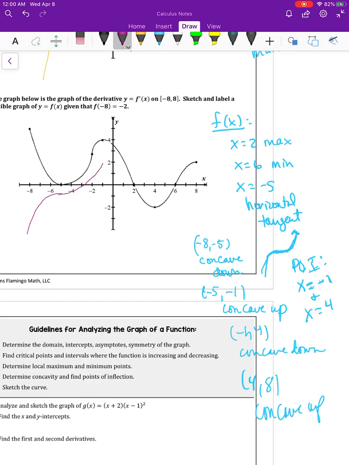Then it should go up. We're going to have a point of inflection here. So about right there, it's going from being concave up, because we said it was concave up from -5 to -1. And now it's going to have to start going to concave down. It has a maximum at 2. And I think I just missed that. Sorry about that. I'm going to have to erase a little bit. Maximum at 2, and then a point of inflection at 4.